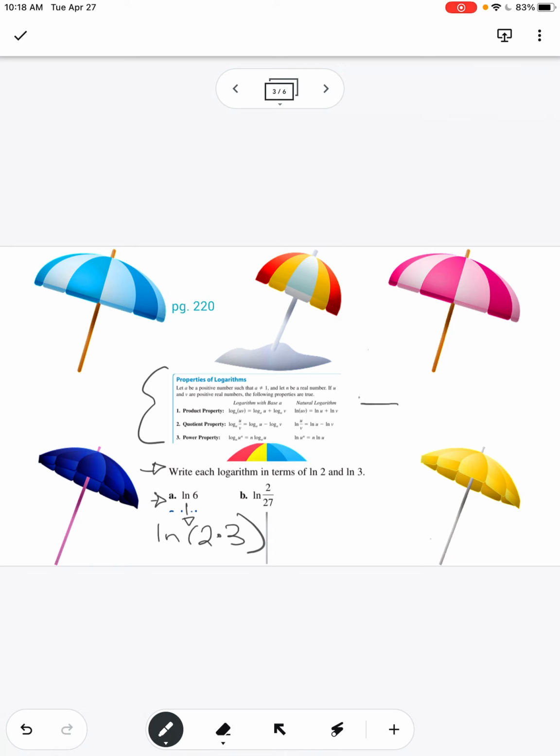When I look at these properties here, I notice this is the product property. And so all I have to do from here is rewrite this using the property. So your final answer would be natural log of 2 plus natural log of 3. And that's your final answer. And that's what I got to today.